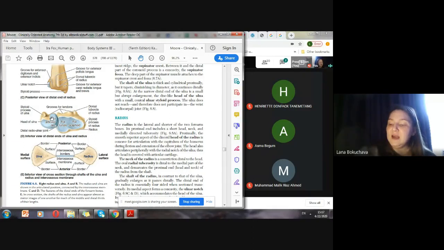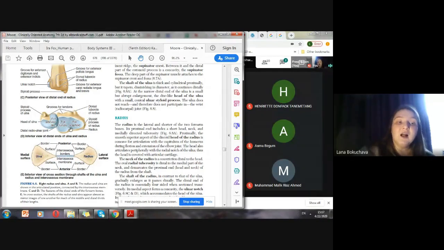And also on the other side, we do have the portion of the radius, and in the case of the radius, we have directly the facets for the attachment of 2 out of 8 carpal bones. These are the lunate, more medially localized, as you can see, and more laterally localized, the scaphoid, as you can see.